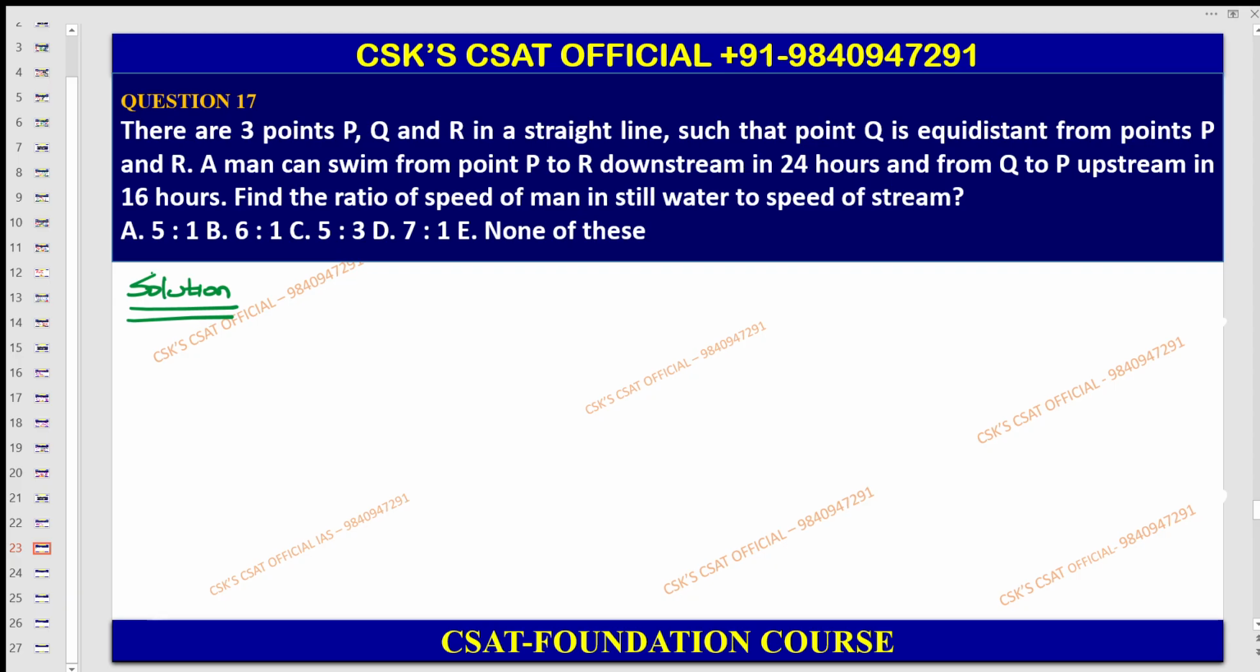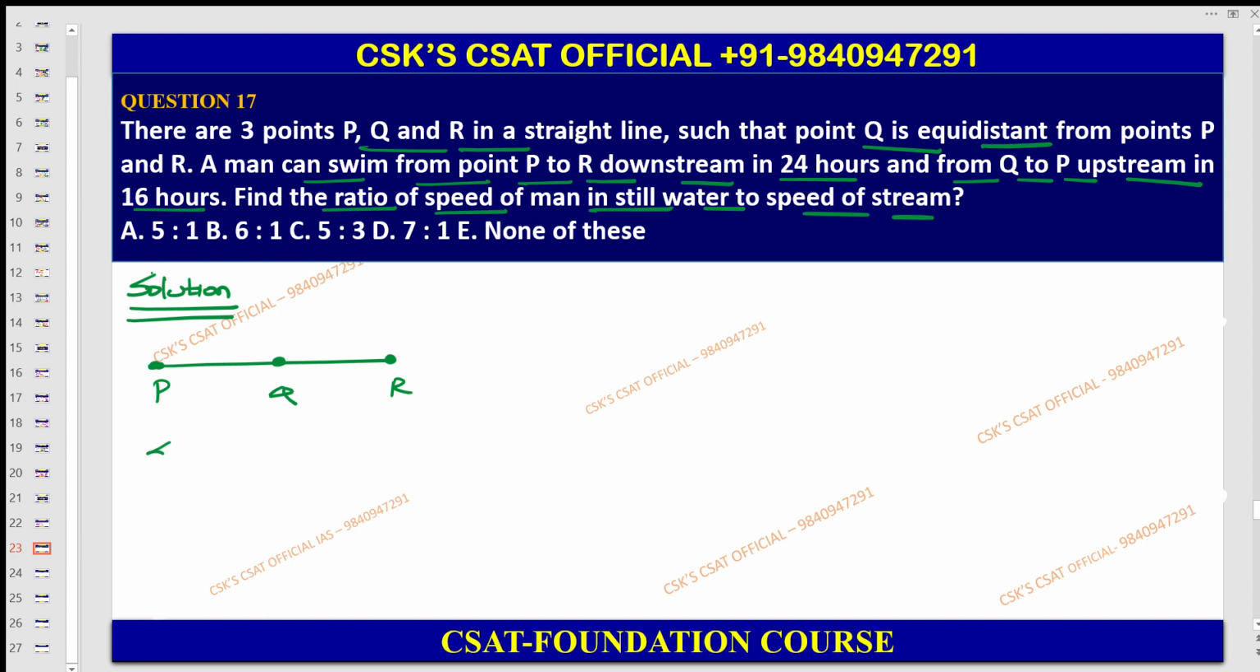There are 3 points P, Q, R in a straight line. Q is equidistant from P as well as R, so Q must be here in the middle. A man can swim from the point P to R downstream in 24 hours and from Q to P upstream in 16 hours. Find the ratio of the speed of the man in still water to the speed of the stream. So we have to find the ratio.